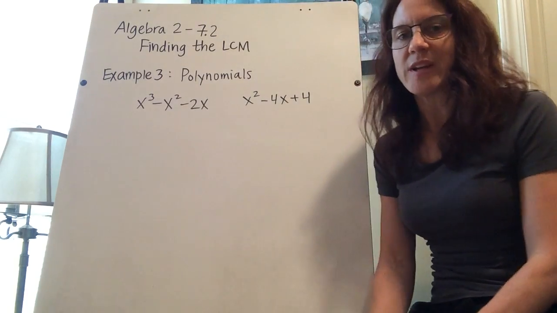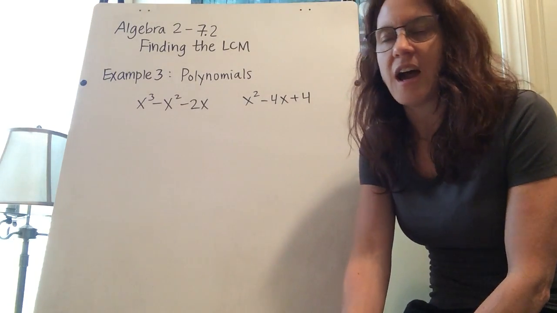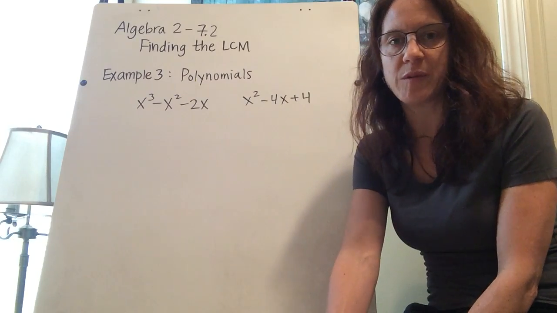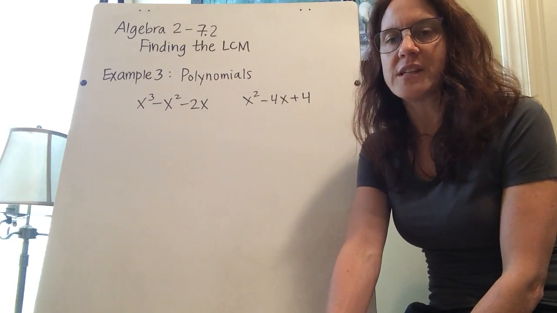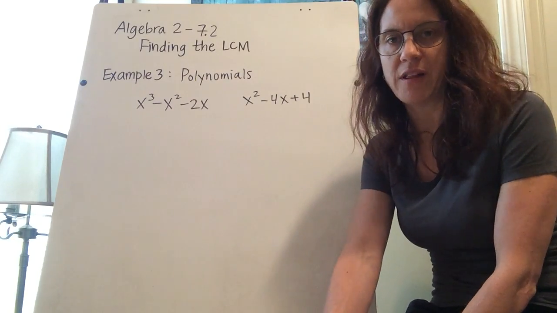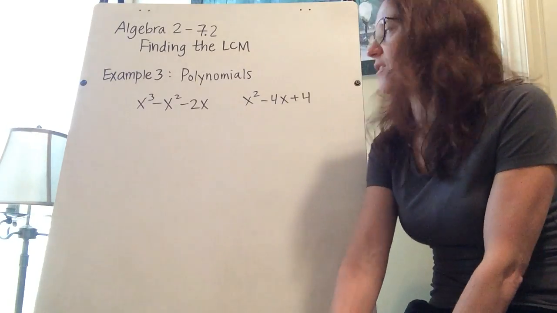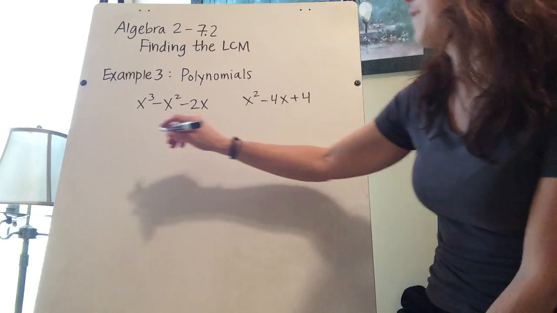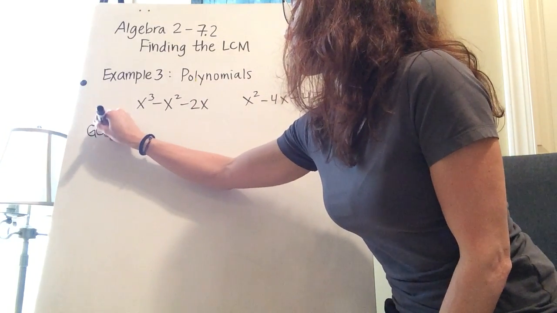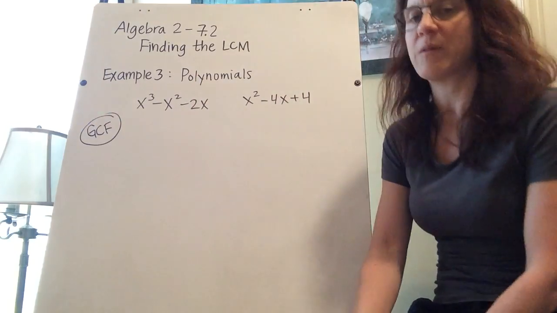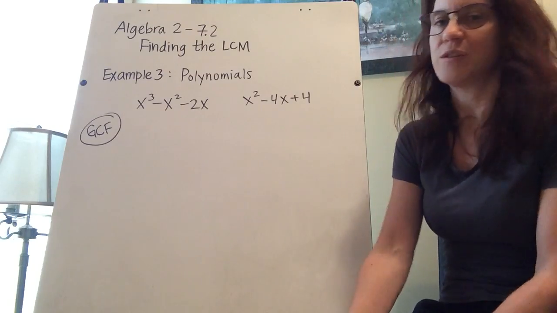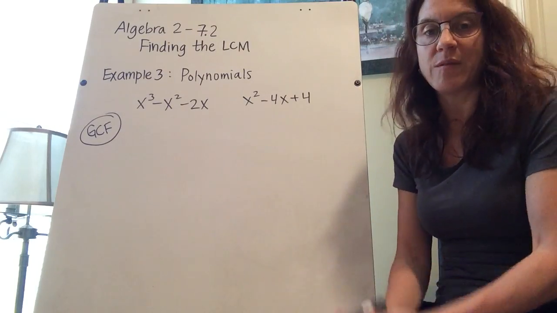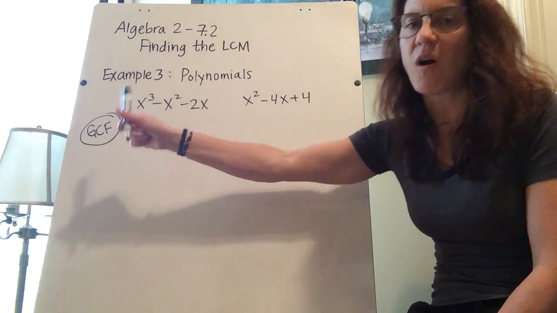Okay, now let's move on to an example that has polynomials. So we're trying to find the least common multiple of polynomials, and the rule is that we have to factor fully every polynomial and then look for common factors. Factoring fully means the very first thing we're going to look for is a greatest common factor. If they don't have one, then we move on to other types of factoring, but that's always a great place to start.